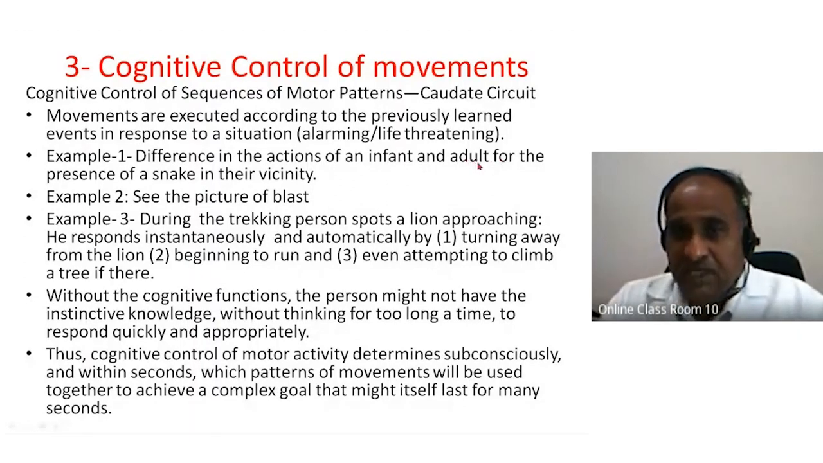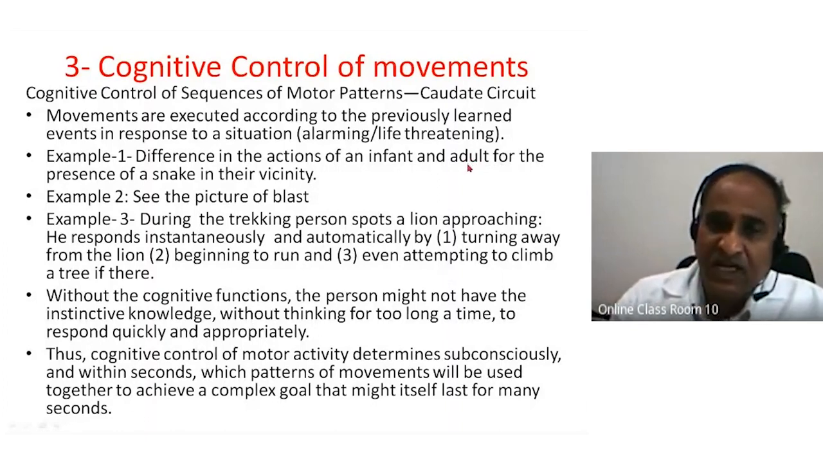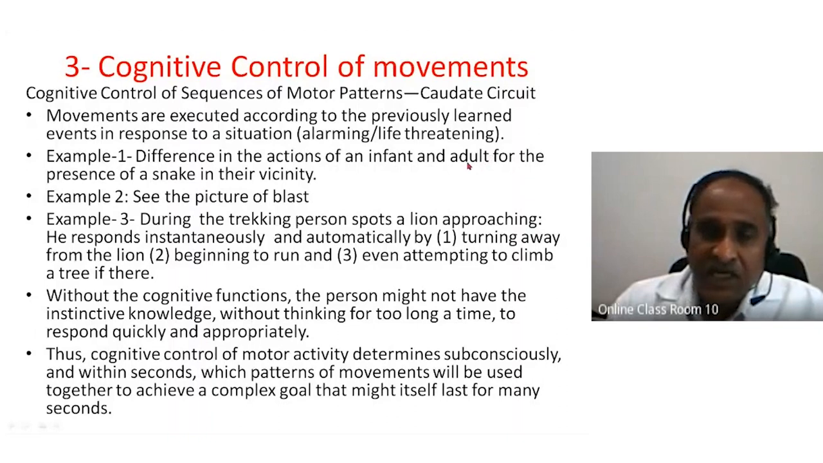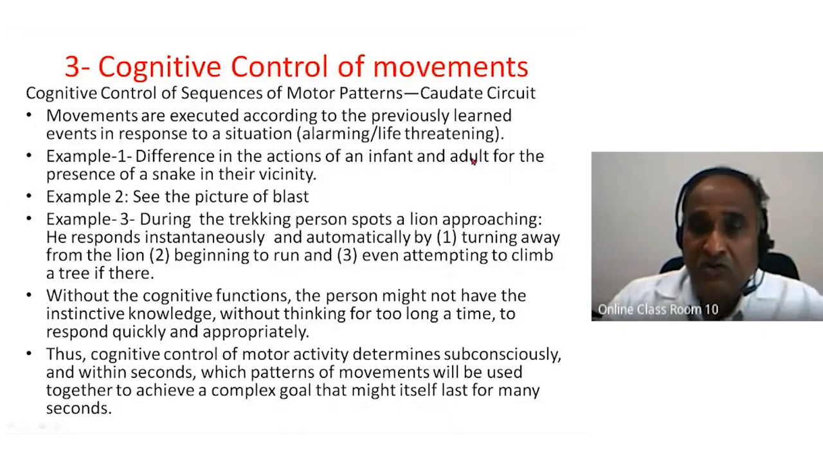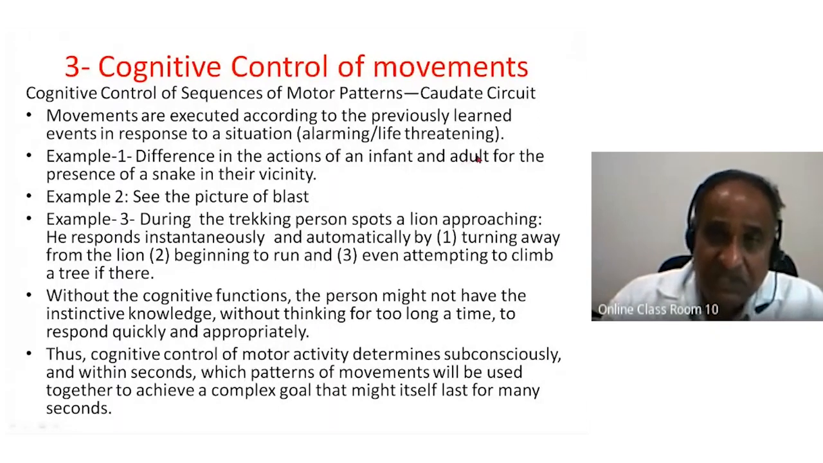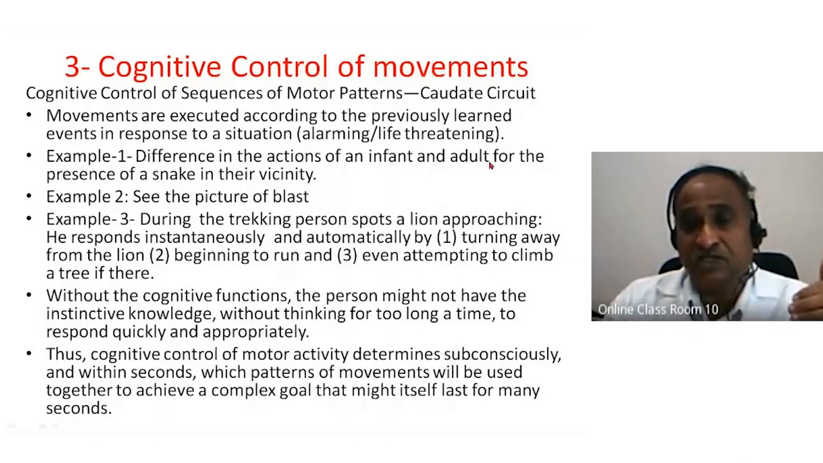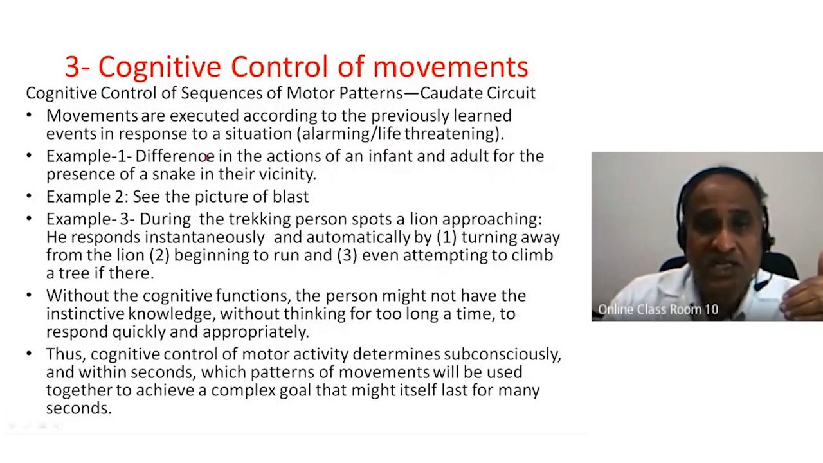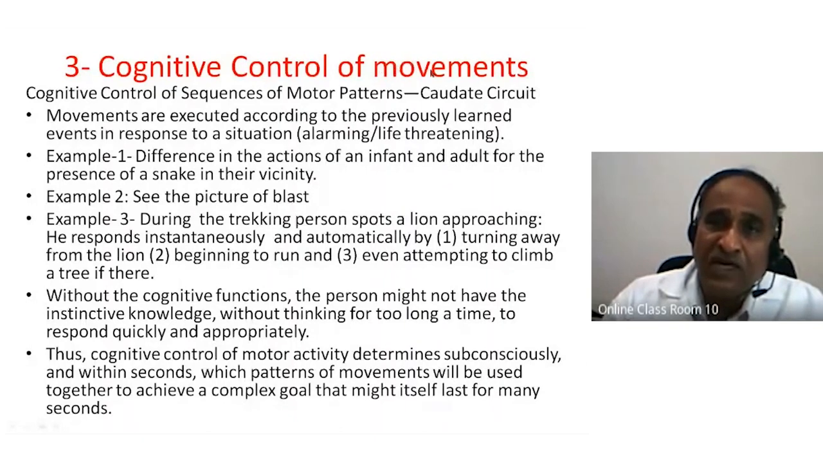Whereas an adult, what happens? He will jump out of the bed, and he will just run away, or he will try to get something with which he can kill the snake. So first he attempts to run away from the scene, and then he realizes, then he wants to control the situation. That attempt to run away from the scene is a cognition. Cognition means he knows that a snake is a dangerous species, so it may kill him. Whereas the infant does not know. This is a cognitive component. So this reaction does not lose time, because if you lose time, the snake will bite you. So that is the type of cognitive component of the movement.